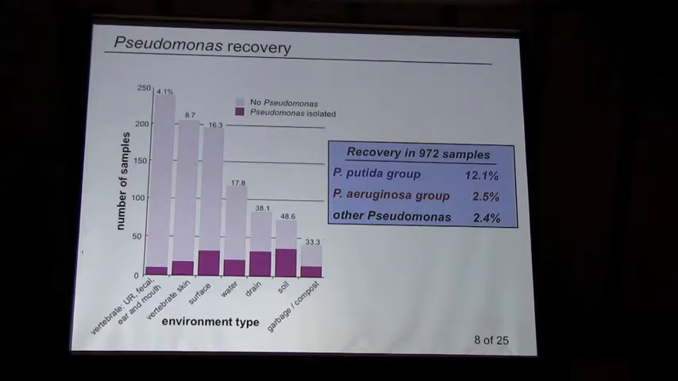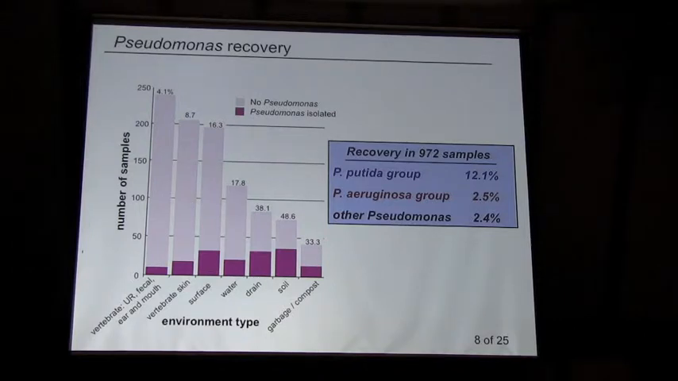This curve basically looks like the distribution of Pseudomonas putida recovery, because putida made up the vast majority of the Pseudomonas that we got in homes. And this is to group, because trying to get finer than that with putida is messy. A very distant second was Pseudomonas aeruginosa group species, and there we got 2.5% of our samples yielding aeruginosa. In our longitudinal study, we did even worse in terms of recovering aeruginosa. And then the rest of the Pseudomonas made up another 2.5% of our samples.